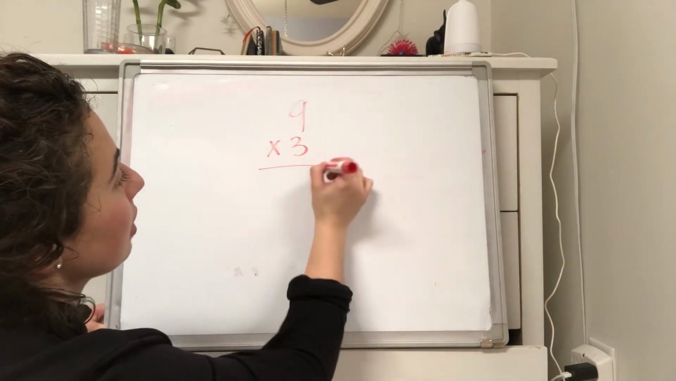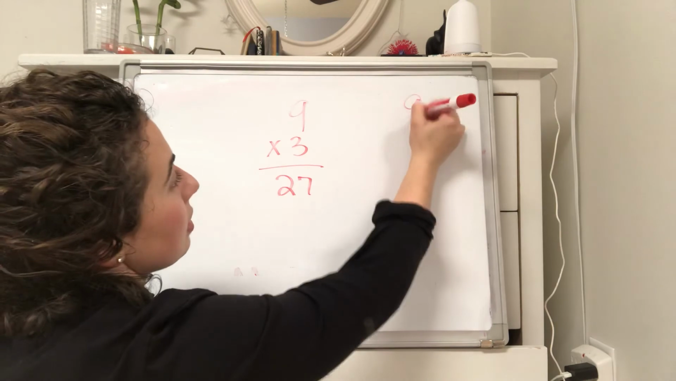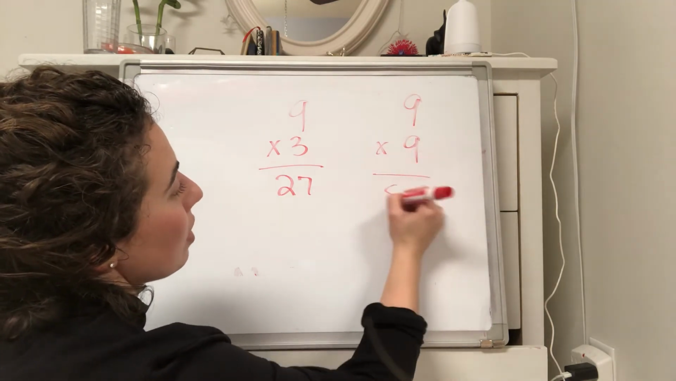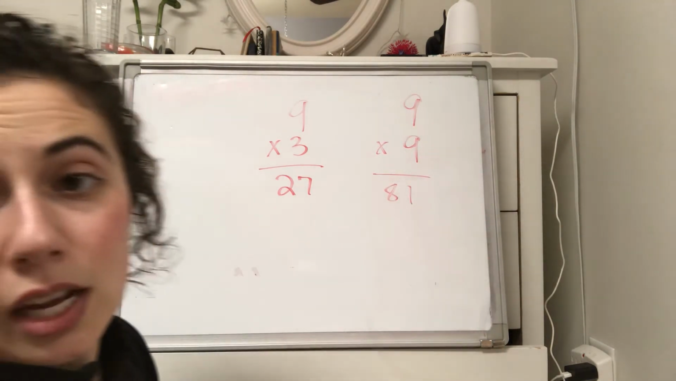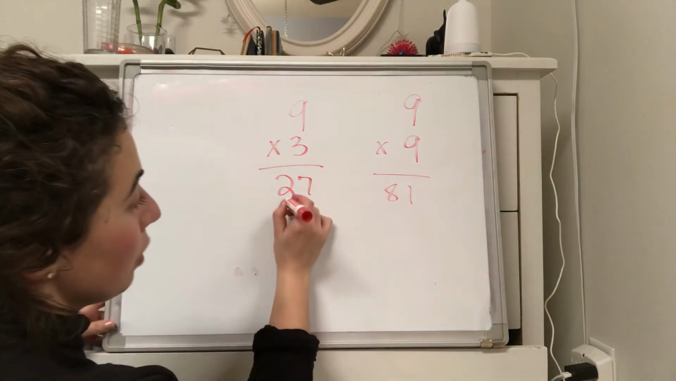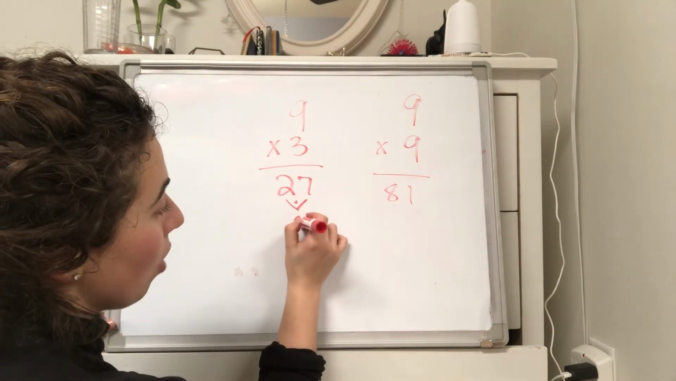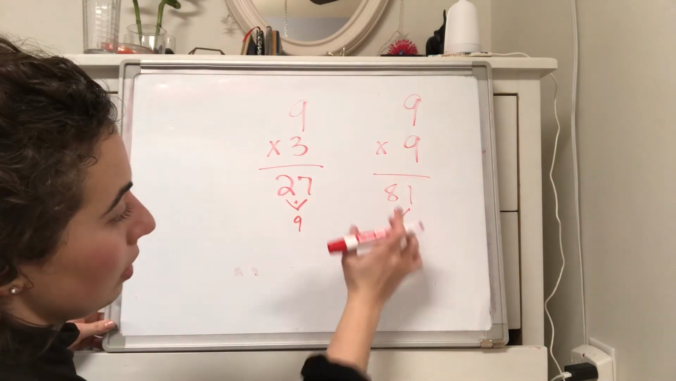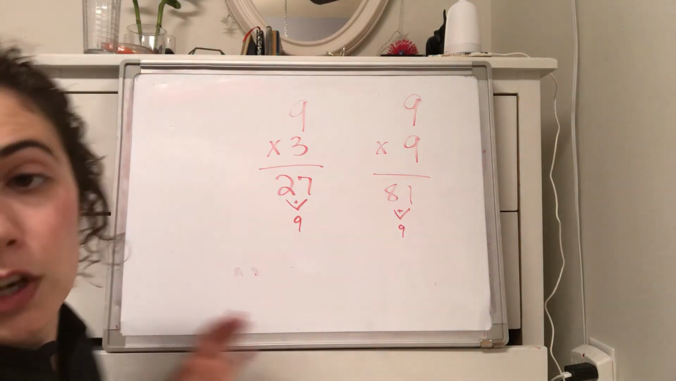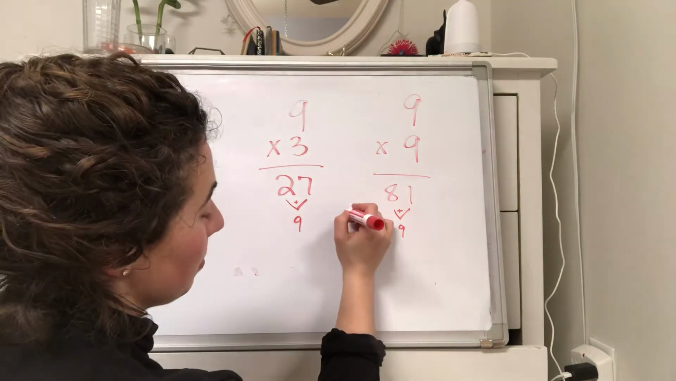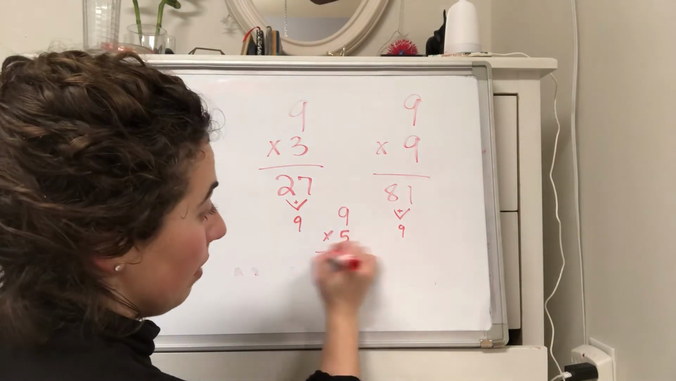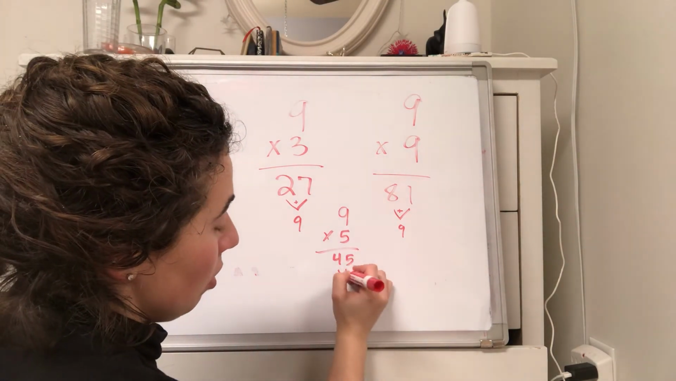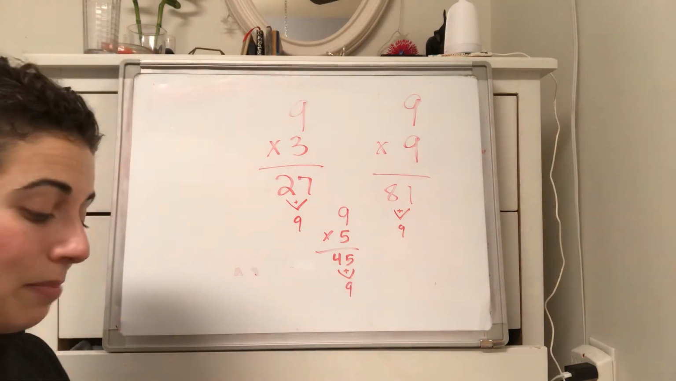Okay, let's take 9 times 3 equals 27, and let's take 9 times 9 equals 81. The answer to a 9s multiplication problem, if you add up these 2 digits, they always equal 9. See, 2 plus 7 equals 9, 8 plus 1 equals 9. That works for any 9 multiplication problem. 9 times 5 is 45, 4 plus 5 equals 9.